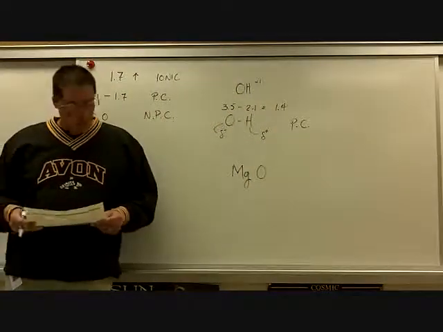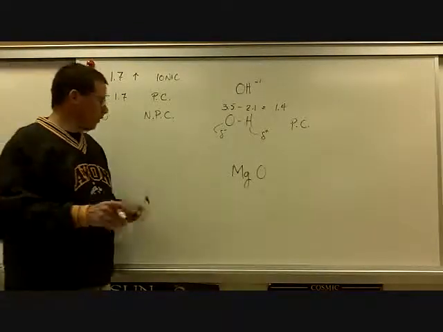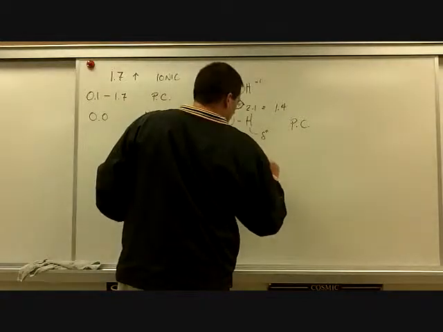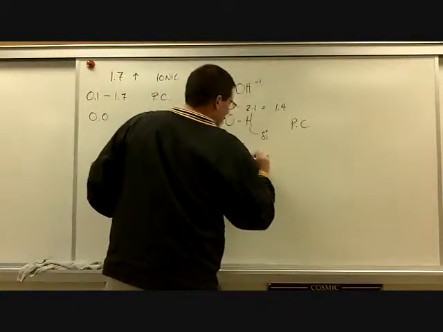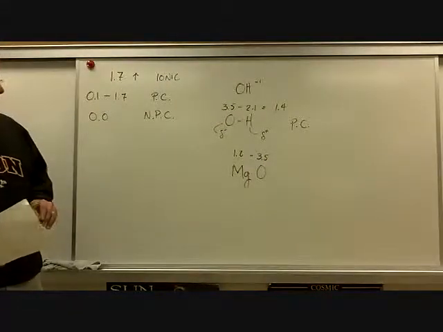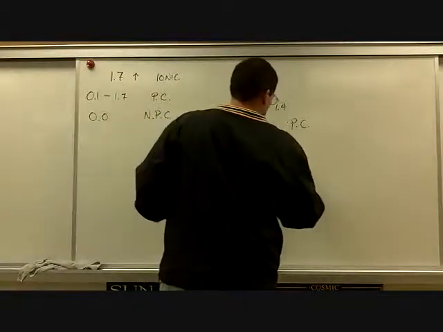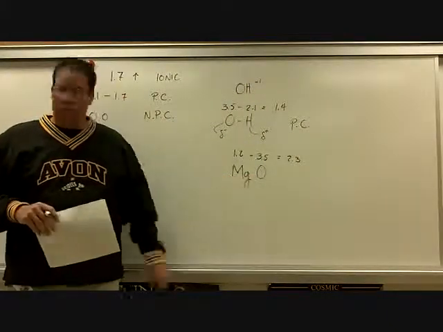MgO. What's the value for the magnesium here? 1.2. And oxygen is, we just said, 3.5. So the difference there, and again, absolute value wise, is 2.3. So what type of bond is taking place between the magnesium and oxygen?